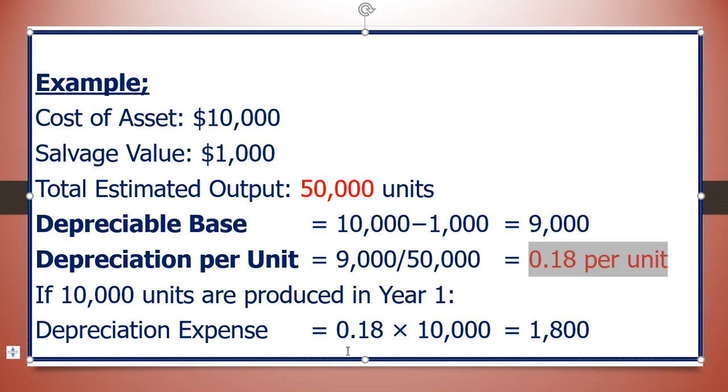Then if, for example, 3,000 units are produced, you get depreciation per unit and multiply by the number of units to get depreciation for that very year. That one is the unit of output method.